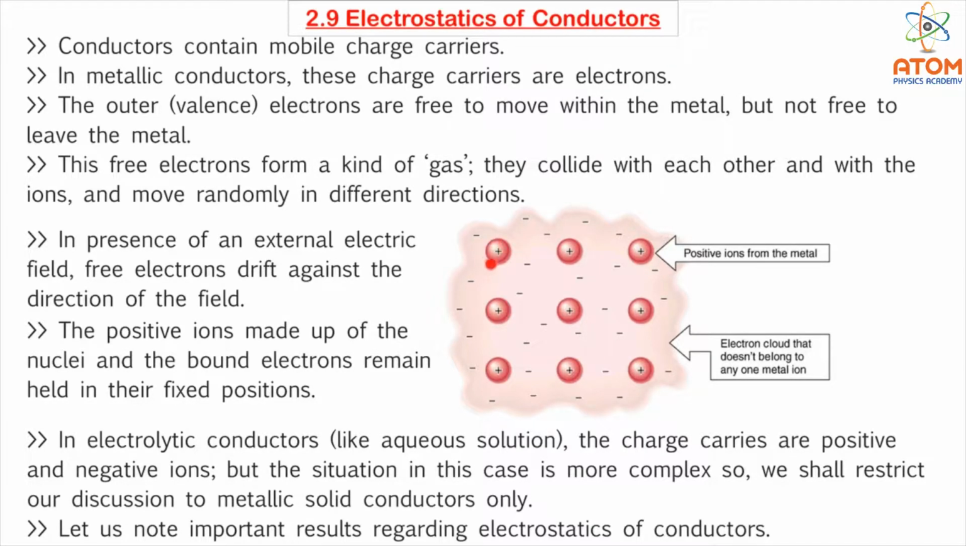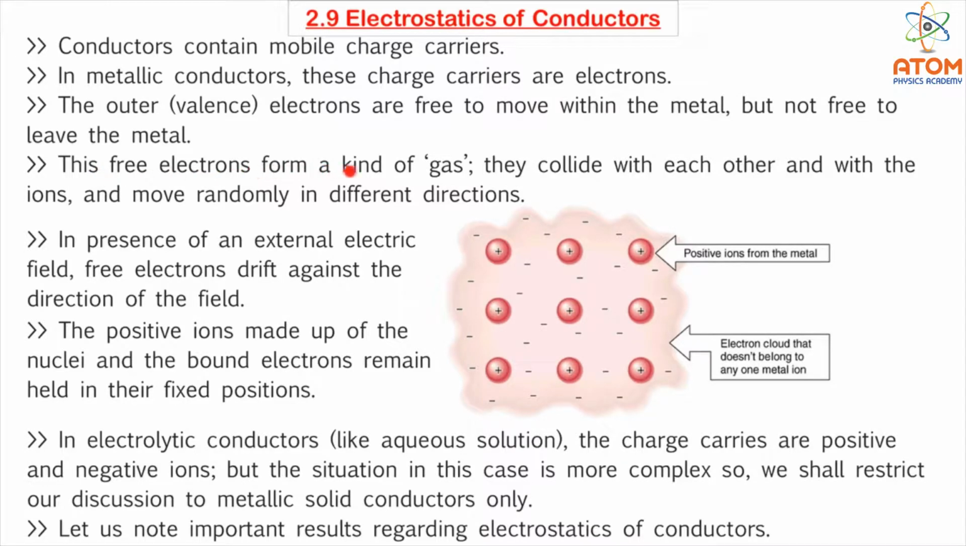Along with this, the positive ion is made out of two things. One is the nucleus, and around this nucleus there are some bound electrons also. The valence electrons are free to move. But the bound electrons are bound in the orbit. They are supposed to move in the orbit, but they cannot move freely in the metal. So the positive ion is made out of nucleus and the bound electrons, and the free electrons can move randomly anywhere.